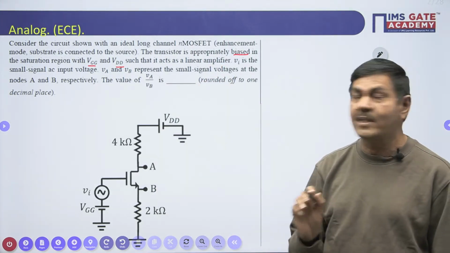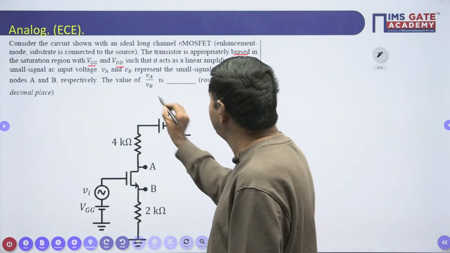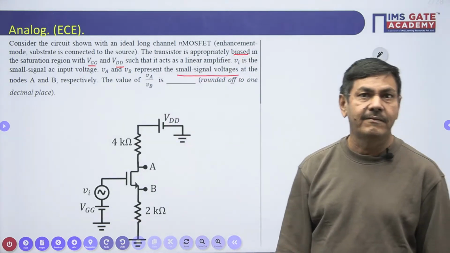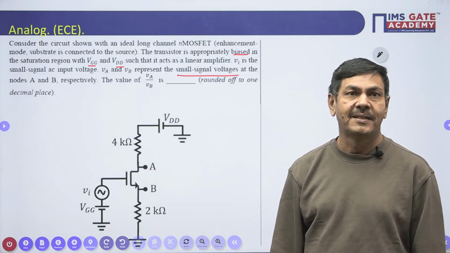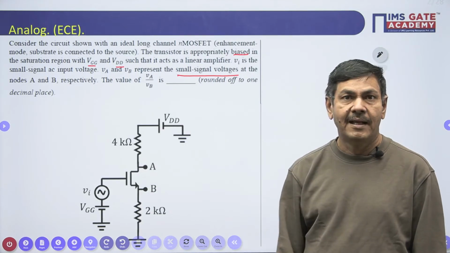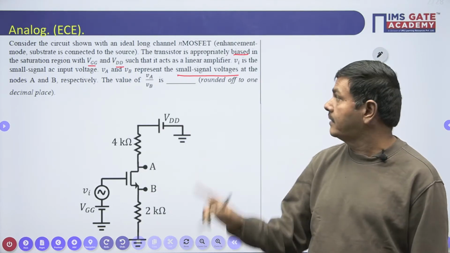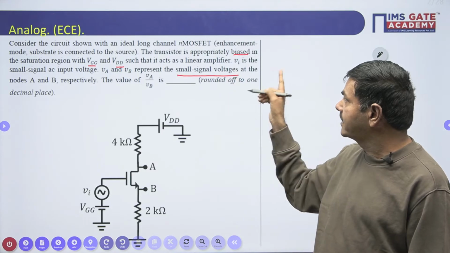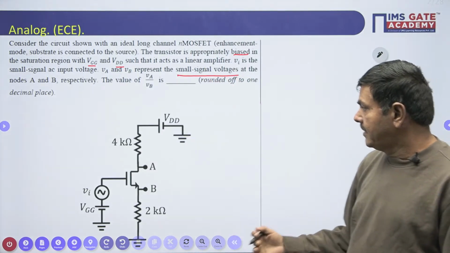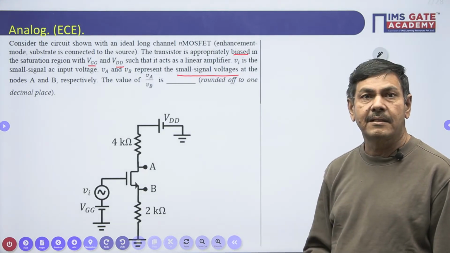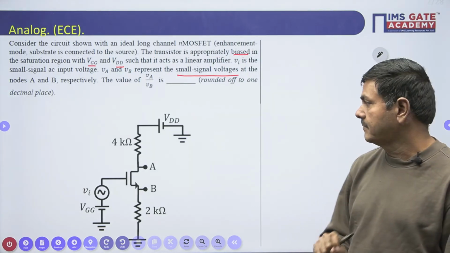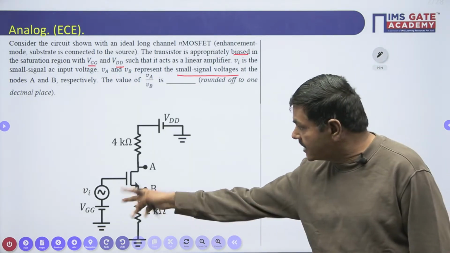Small signal voltages indicate AC analysis only. We need to find the VA value and VB value, then we can find the ratio VA by VB. Under DC analysis, it is not required. Small signal voltages are given directly. But if you want to apply small signal analysis, you must know the conditions very perfectly. That is very important. Here the DC and AC sources you got.